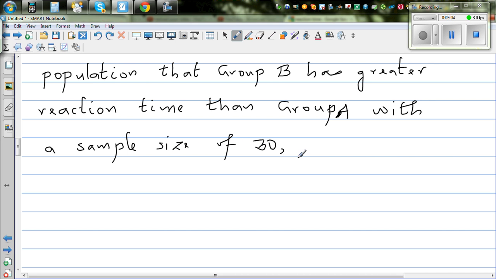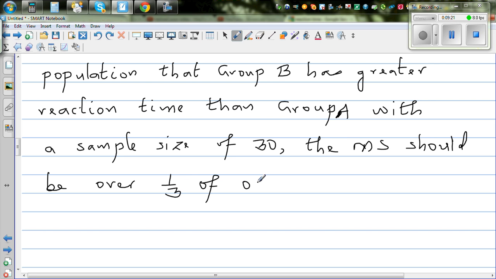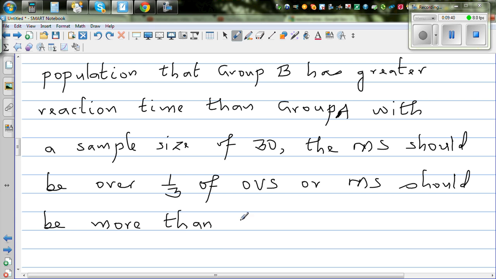This is very important. The median shift, I'll write in short, MS, the median shift should be over 1/3 of overall visible spread. This is the rule of overall visible spread, or in terms of percentage, the median shift should be more than how much percent? 1/3 as a percent should be more than 33 1/3% of the overall visible spread.